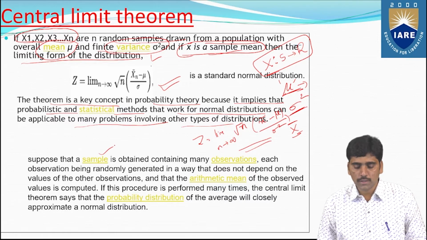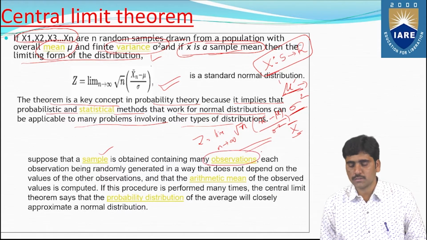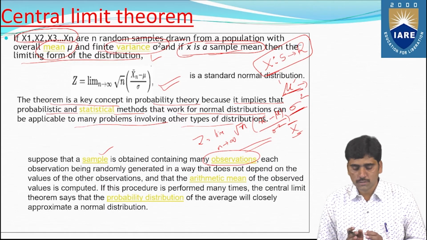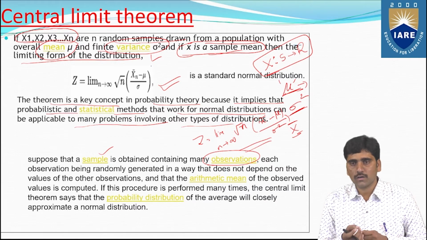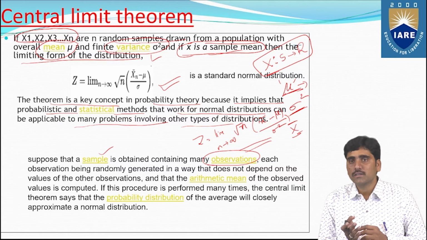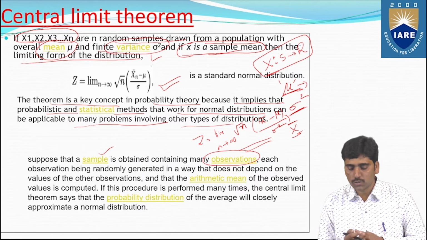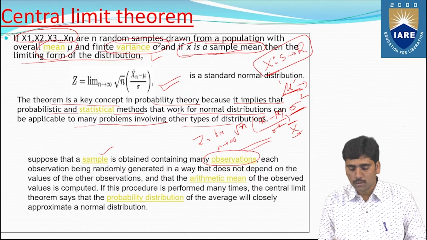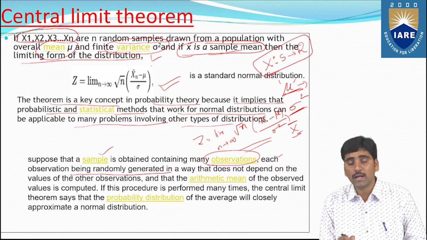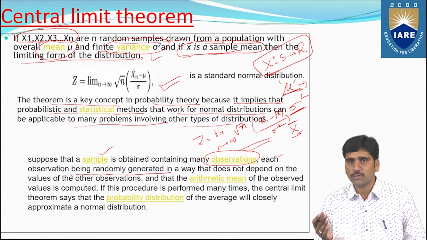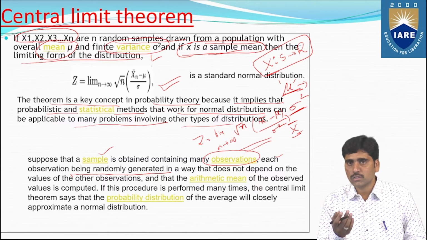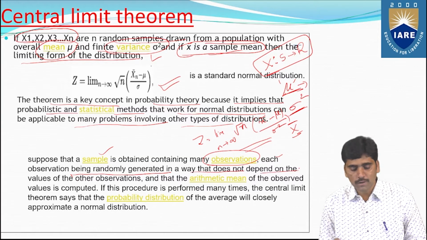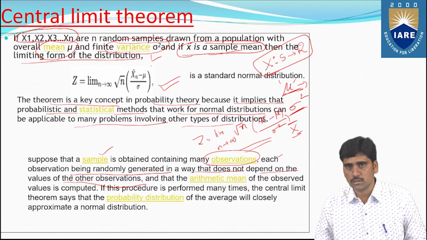Suppose that a sample is obtained containing many observations. Among all the many observations, a sample is obtained, like tossing coins or rolling dice. So these are the different samples having those observations, right? We are getting some samples from all the observations. Then each observation, whatever we get, like a head or tail or a 2 or 3 from the dice, is randomly generated in a way that does not depend on the value of the other observations.